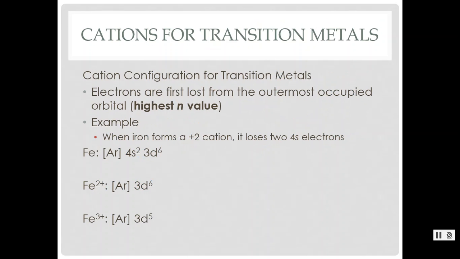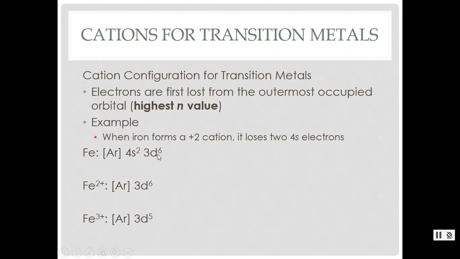Now, when we get to transition metals, those guys that like to break all the rules, how do you determine what electrons get removed to form the cation? So electrons are always lost from the outermost occupied orbital, so always from the highest n level. So for example, if I was to write the electron configuration for iron, which I did in the abbreviated form here because it's kind of long, it is argon, 4s2, 3d6.